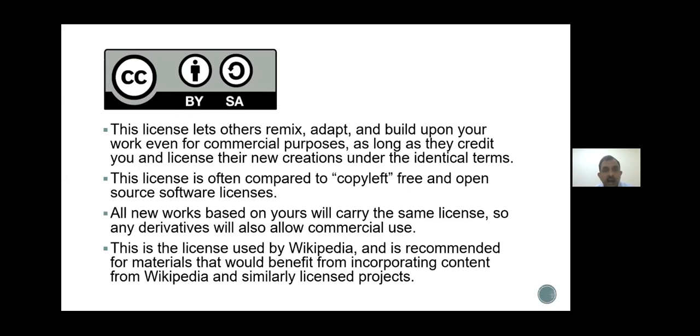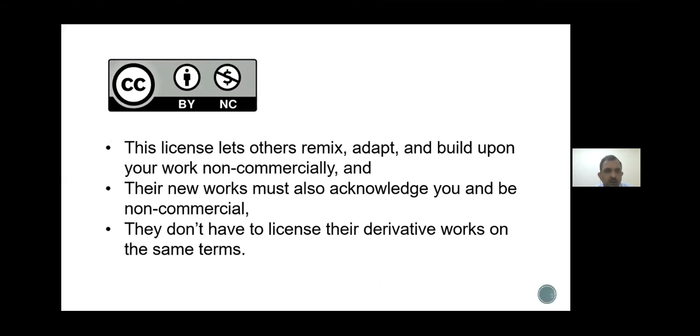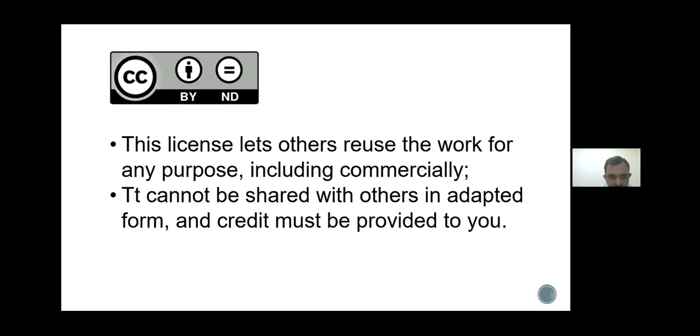You cannot say that, okay, I have used CC BY SA material, but my work should have a non-commercial symbol, or my work should have a non-derivative symbol. It cannot, because you have used others' material with a symbol. So you are now forced to share your material with the same symbol. Then comes the non-commercial, where you can use, you can remix, you can adapt, you can build on your work, but only non-commercially with attribution and acknowledgement to the original author.